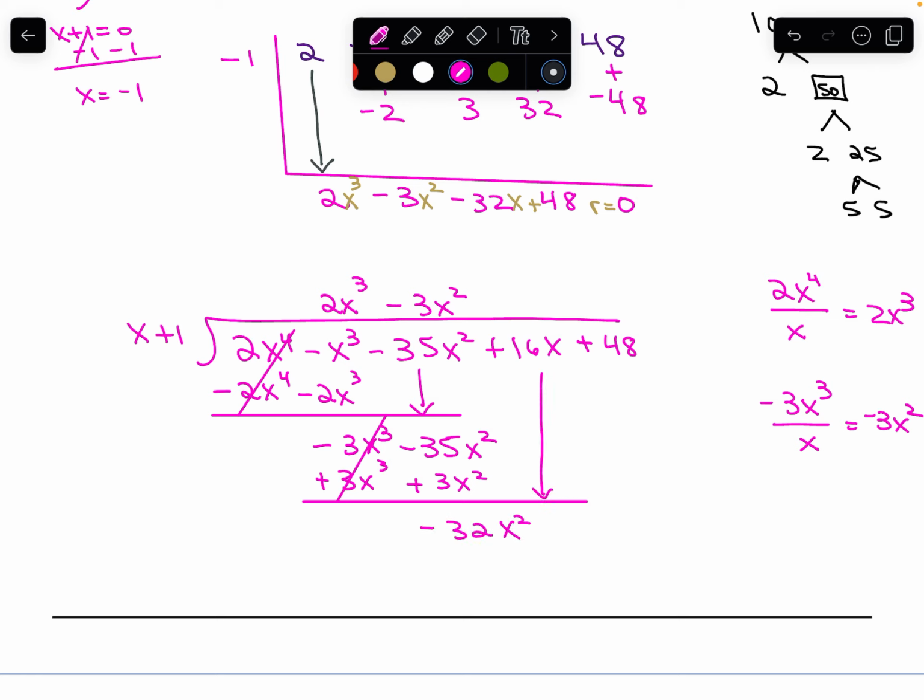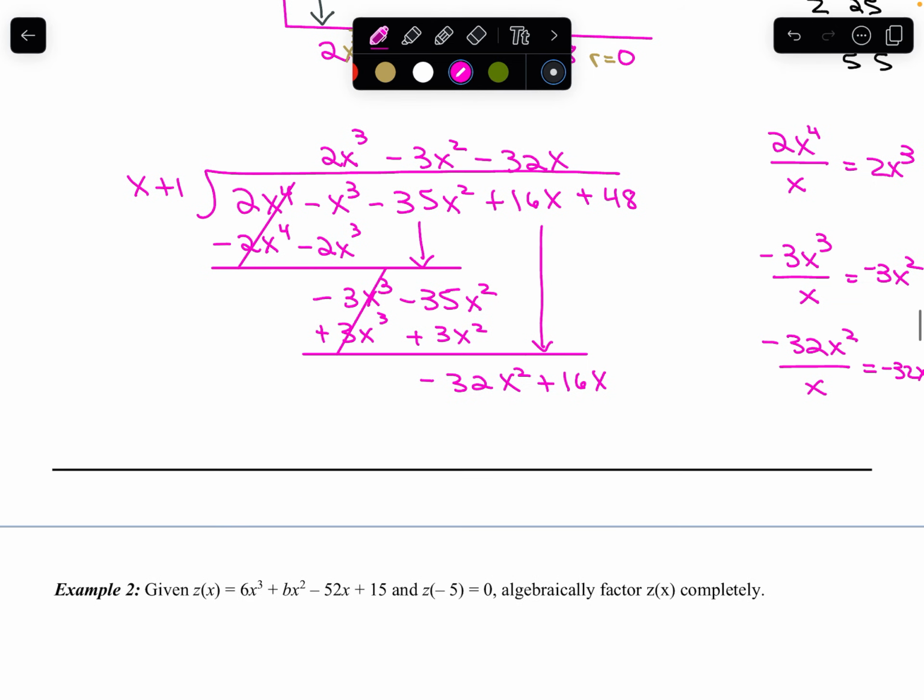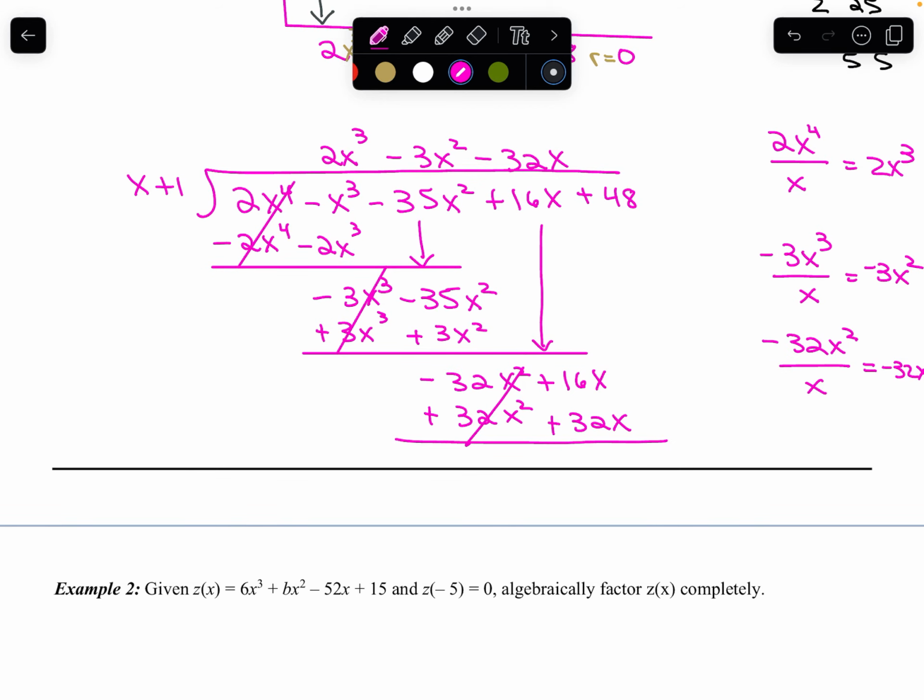Bring down the 16x. I'm going to take my first term of -32x squared, divide it by x. I get -32x. I multiply back. -32x times x is -32x squared. -32x times 1 is -32x. Change my signs. And I get 48x.